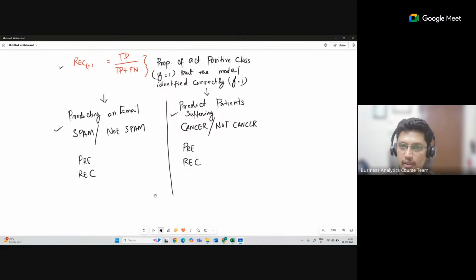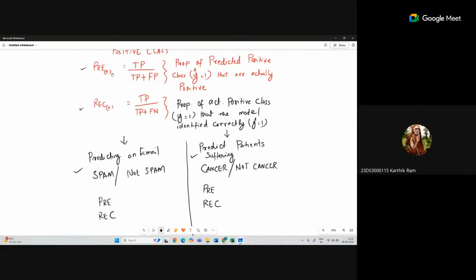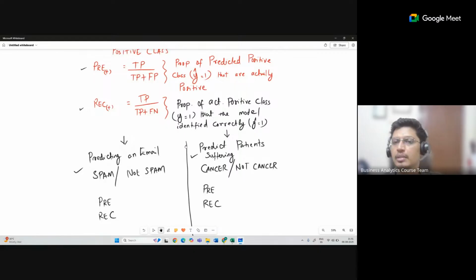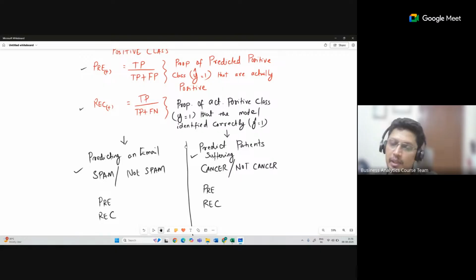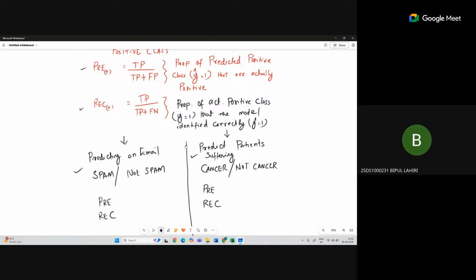If you see closely, take a look at the formula and then tell me once again. For cancer, it is recall, because we want to reduce the rate of false negatives. So what will happen if there are a lot of false negatives for cancer predictions? What is a false negative in cancer prediction? Like they don't have cancer, but actually they have the disease.